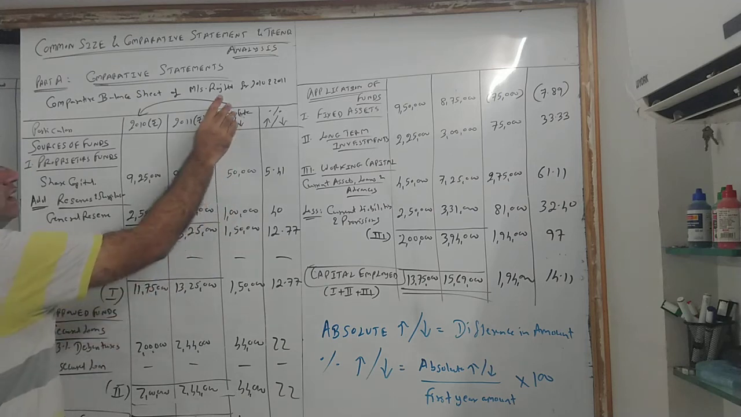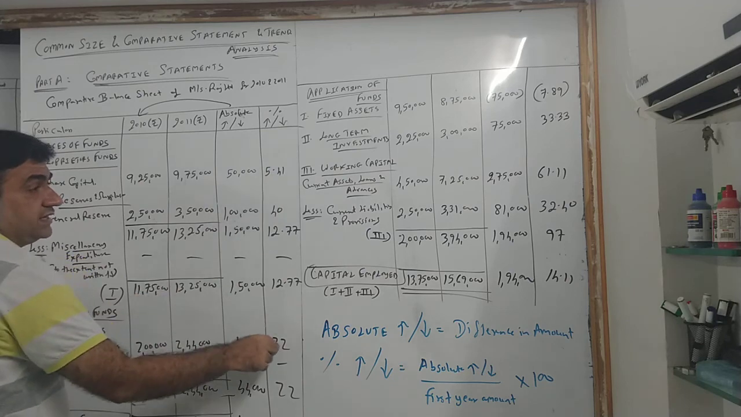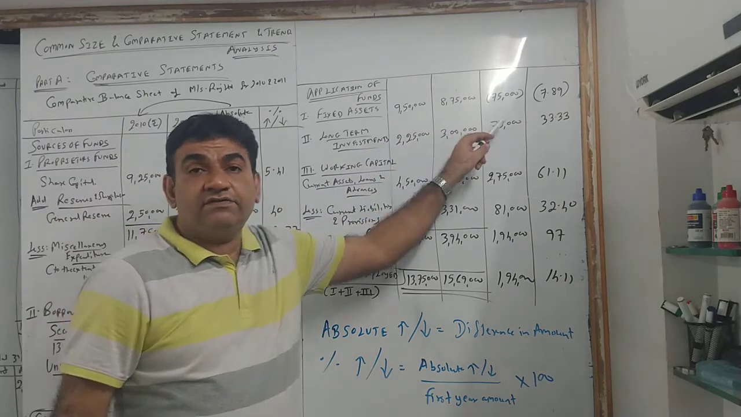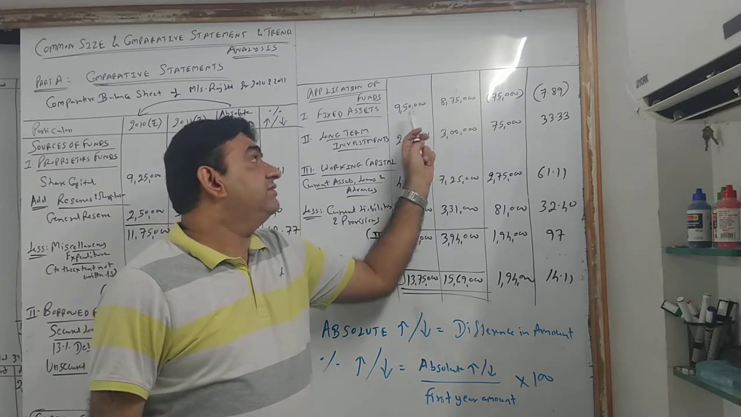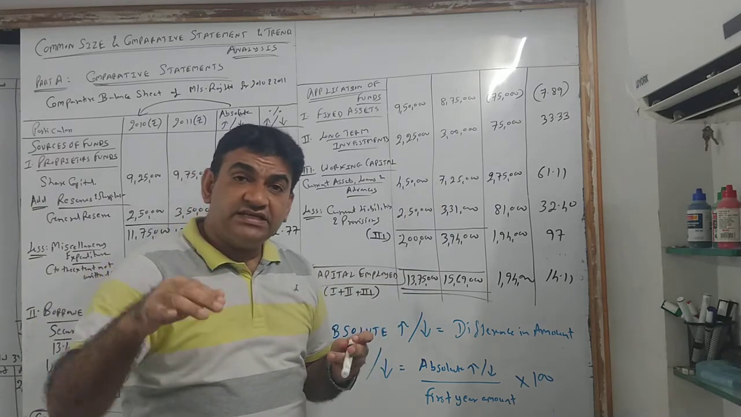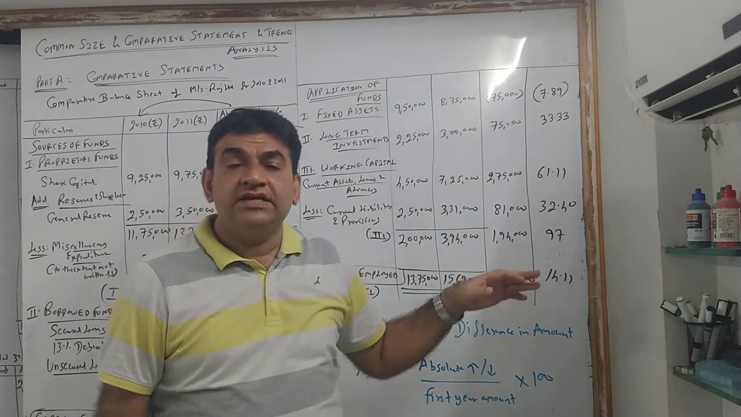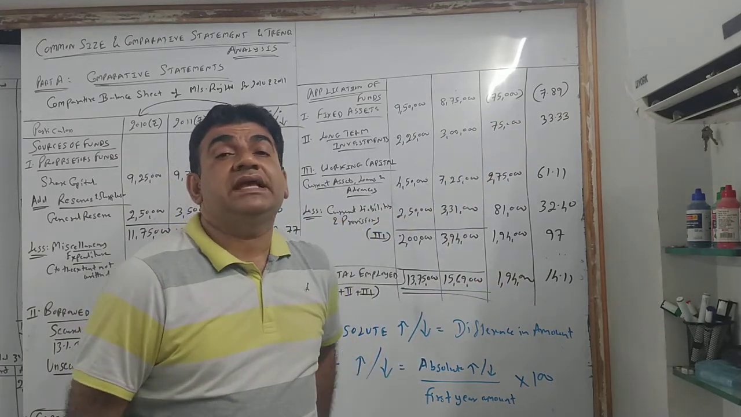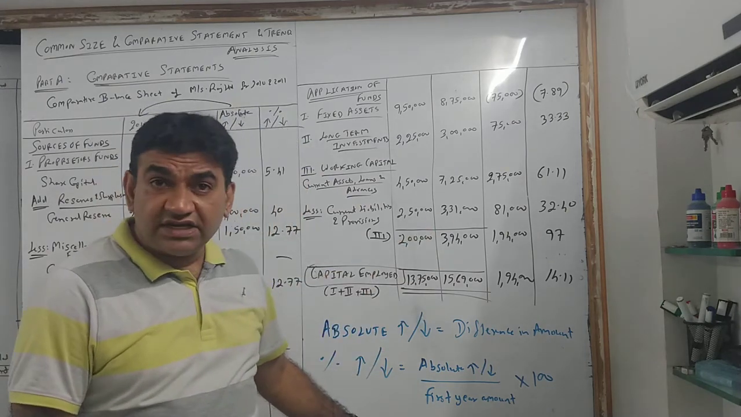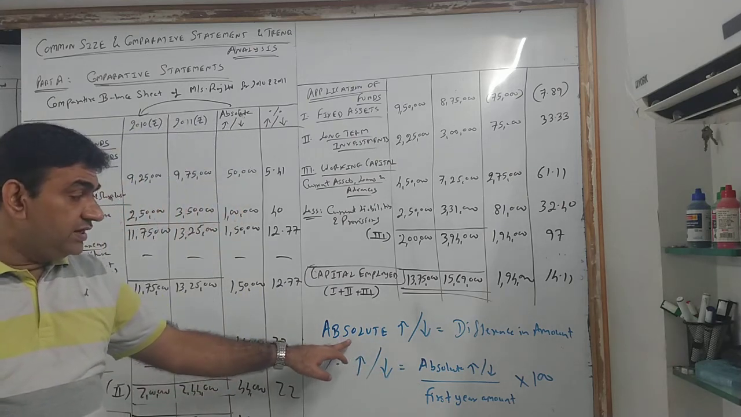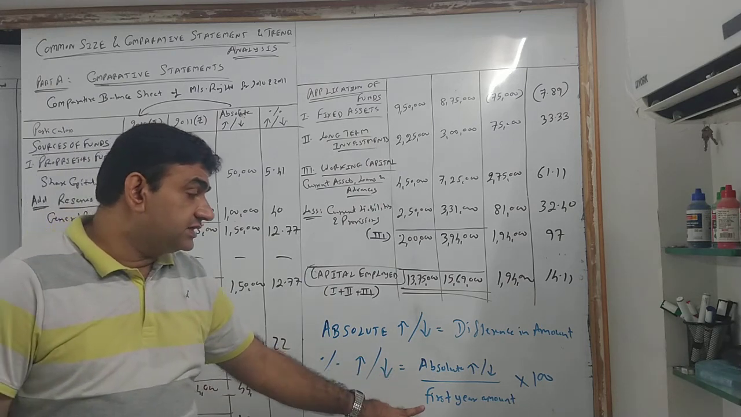Then what will you do? Absolute increase or decrease divided by the first year amount into 100 gives you the percentage increase or decrease. Where the answer is negative, you calculate normally. When you do it in the calculator, don't put negative 75; put 75,000 divided by 950, into 100. But the percentage you will put in minus. So if absolute increase or decrease is in minus, the percentage increase or decrease will also be in minus. Clear with this? So this is the way you will do it. This is the comparative statement. I am sending this picture. Absolute increase or decrease is the difference in amounts, and percentage increase or decrease is absolute increase or decrease upon the first year amount into 100.